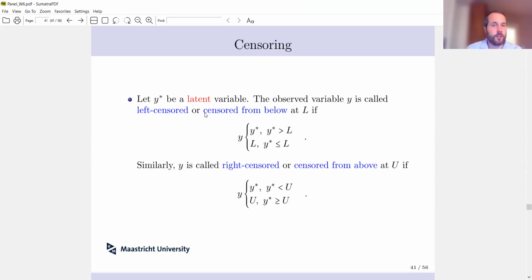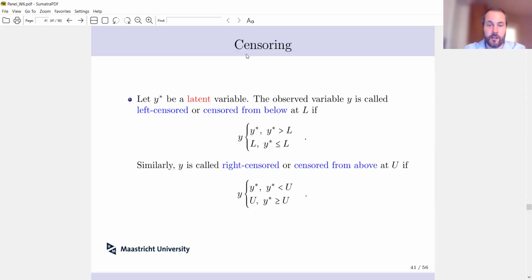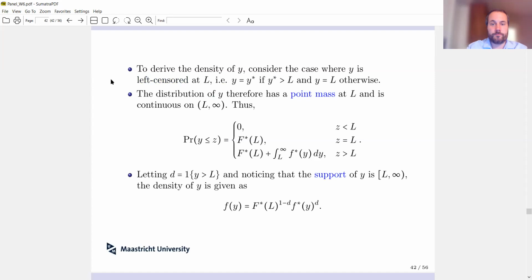Now, instead of truncation, we can look at censoring. That's very similar. However, before, we didn't observe anything when, for instance, y star was less than or equal to L. When we have censoring, we observe the lower bound under lower censoring. Or when it's right censored, or censored from above, we observe the upper bound. And let's try to derive the density of the observed y under left censoring. That's what we're going to do.